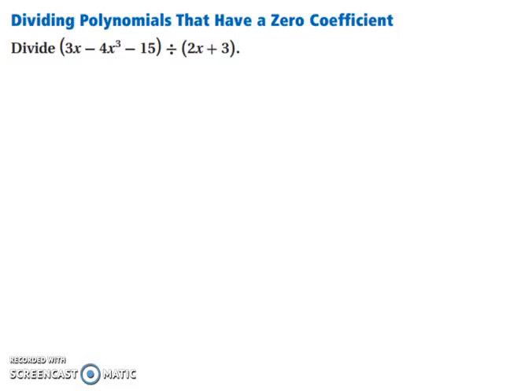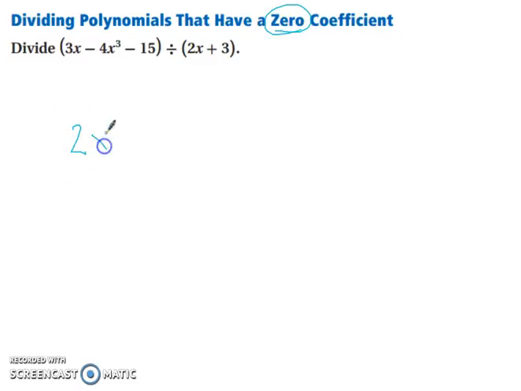So now let's look at dividing polynomials that have a zero coefficient. What I mean by that is notice how when we're dealing with this, we have x to the third and then we jump to an x. You need to have a place value for that x squared. Well, since it doesn't exist, you're going to have a zero coefficient. So let's write this out.